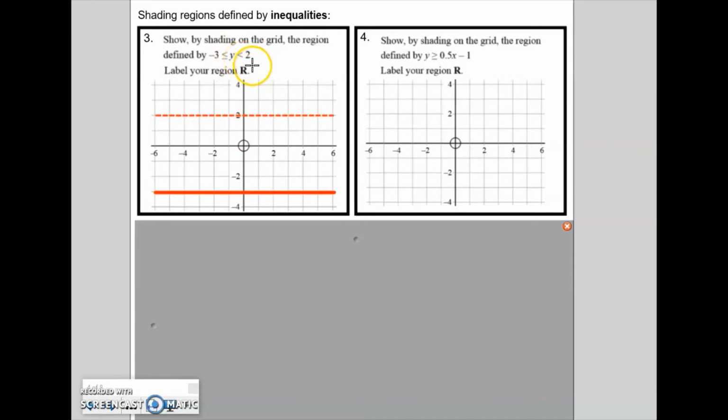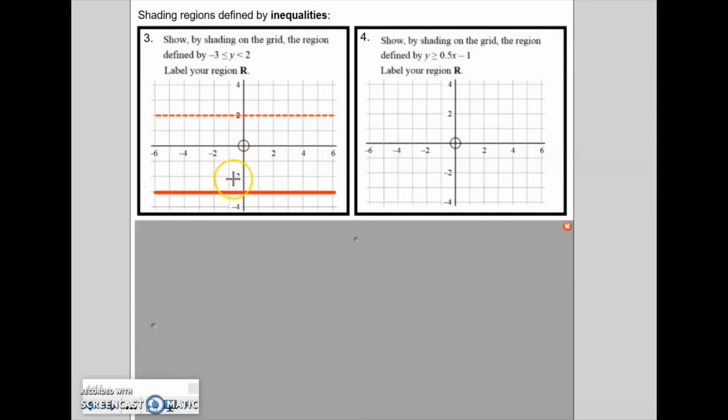So now I want the values of y which are greater than or equal to -3, but also less than 2. So basically, I want this area here. I want this area within my two lines. This is the area that satisfies my inequality.